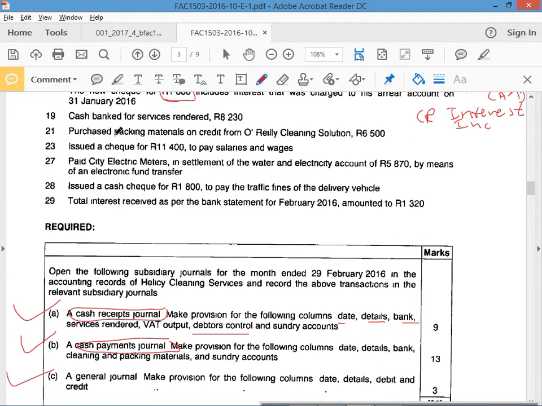Next, day 19. Cash banked for services rendered. Which journal? CRJ. Easy marks here. Every single exam paper will always have easy marks. Guaranteed. Yes, there will be questions that are a bit more tricky, and there will be questions that are very difficult. It's because the examiner needs to give scope, scope to pass, and then scope to get a distinction as well. So that's an easy one.